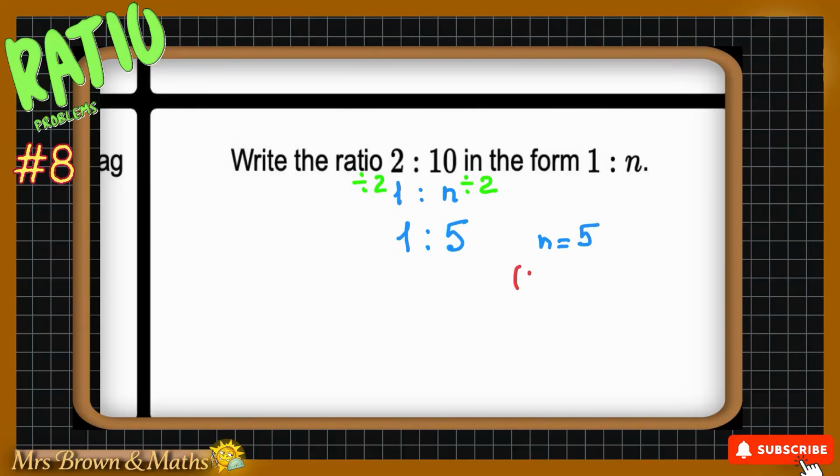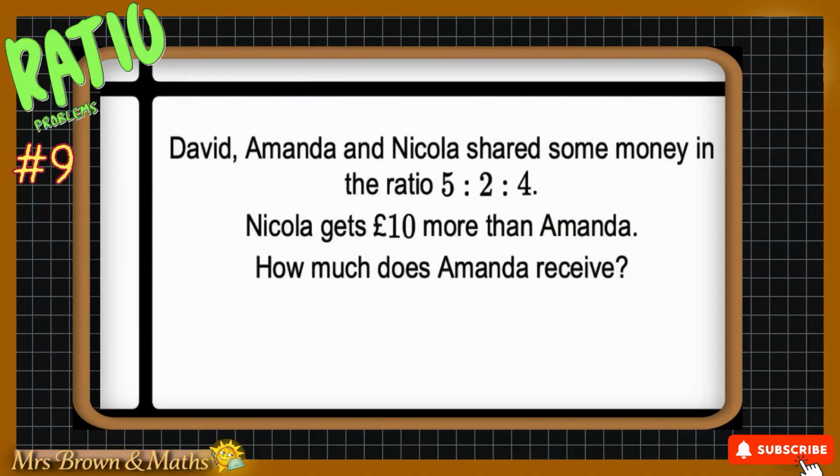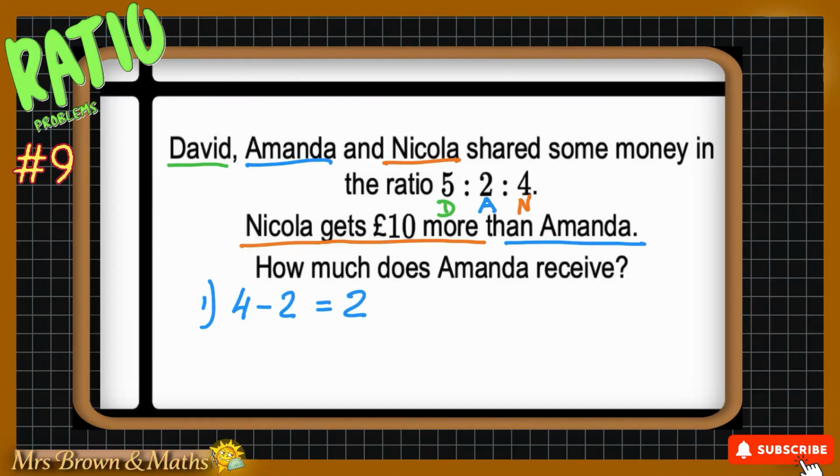1 mark exam question. Question 9. David, Amanda and Nicola shared some money in the ratio 5 to 2 to 4. David goes first, so 5 is for David, 2 for Amanda, and 4 for Nicola. Nicola gets £10 more than Amanda. Okay, first let's work out the difference between Nicola's shares and Amanda's shares. 4 minus 2 equals 2 shares.